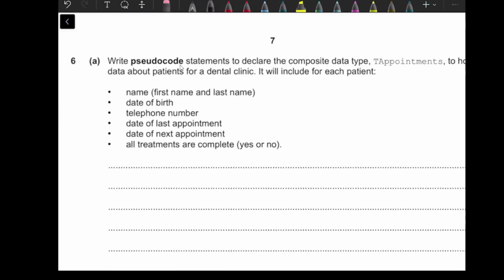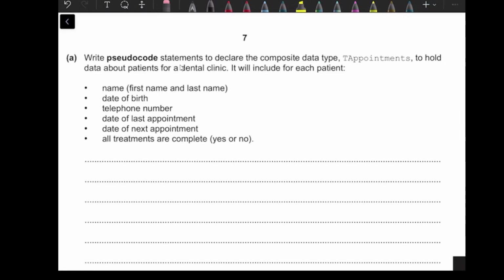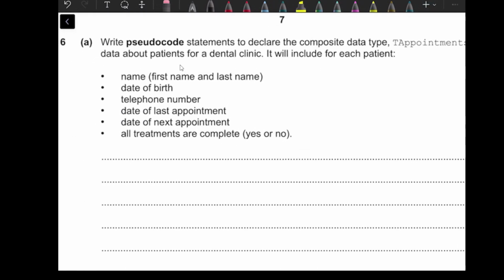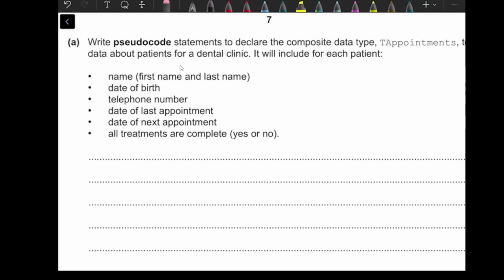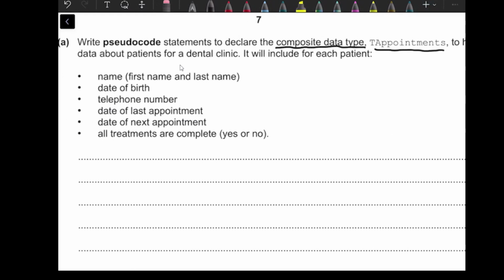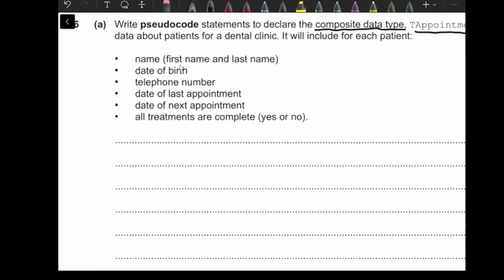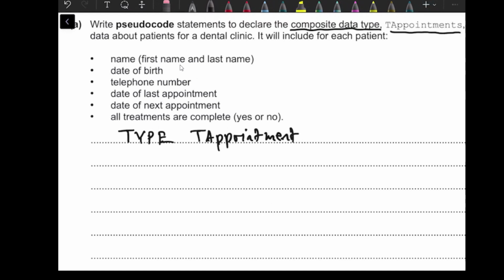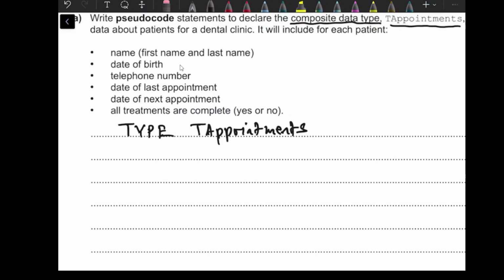The pseudocode statement to declare the composite data type T appointments to hold data about patients of a dental clinic. Now here, the composite data type, and its name is T appointments. And we have to write the pseudocode. So we'll write type T appointments, and it has these data.